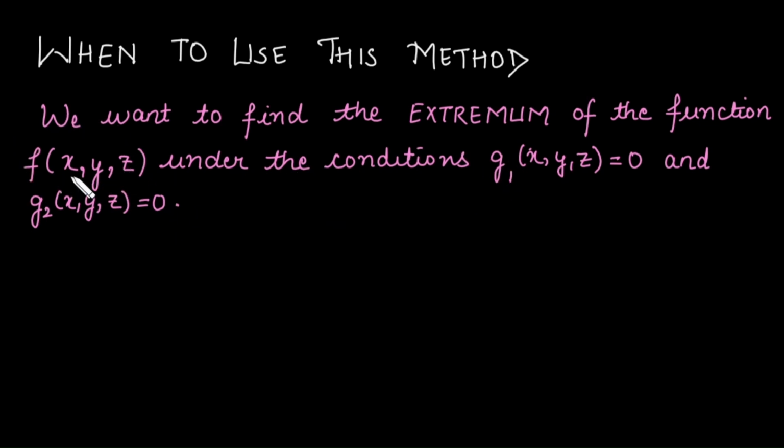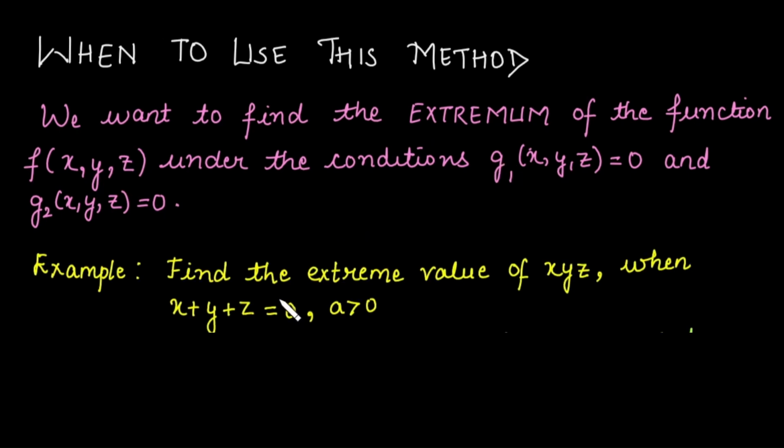We need to find the extreme value of the function. Extreme value means maybe a maxima or a minima under the conditions g1 and g2. For example, we have the function xyz. We need to find the extreme value of this function, but under the condition x plus y plus z is equal to a. It means we need to find the values of x, y, z at which the product has a maximum value, when the sum of these three variables is equal to a, where a is greater than 0.